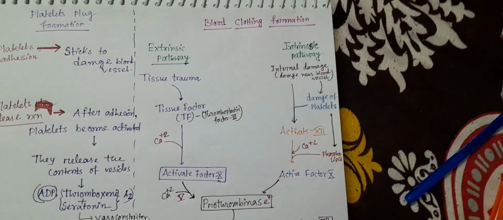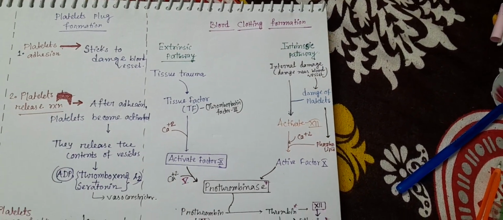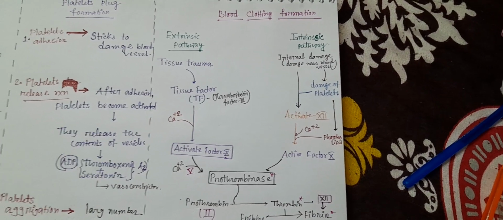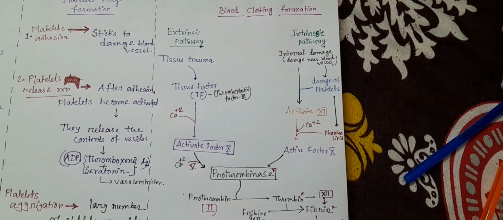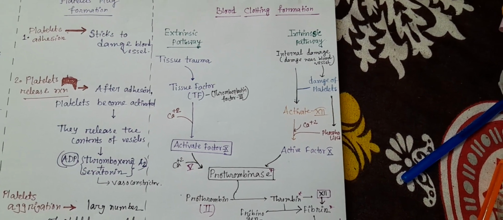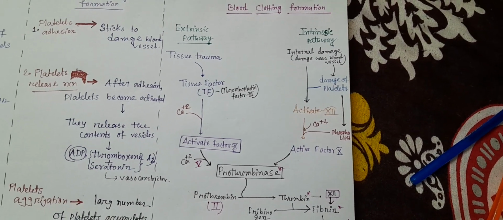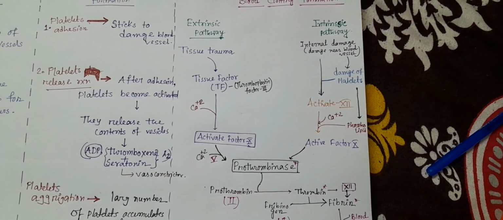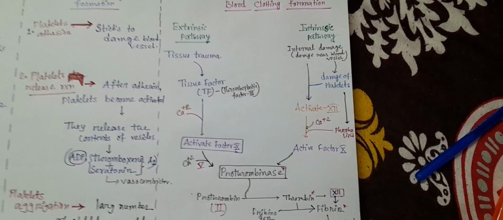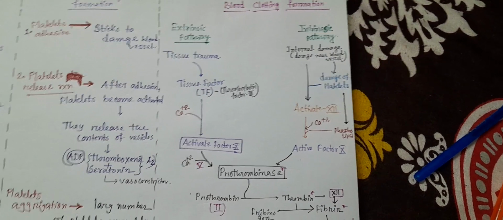Now, the third and important event of blood coagulation is clot formation. We know there are 13 clotting factors present in our blood which help in clot formation. These clot formation events are divided into two pathways. One is the extrinsic pathway, another is the intrinsic pathway.